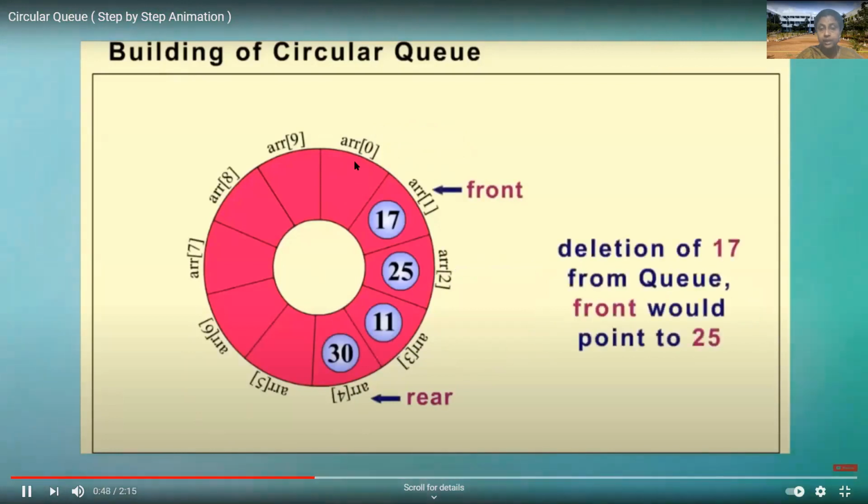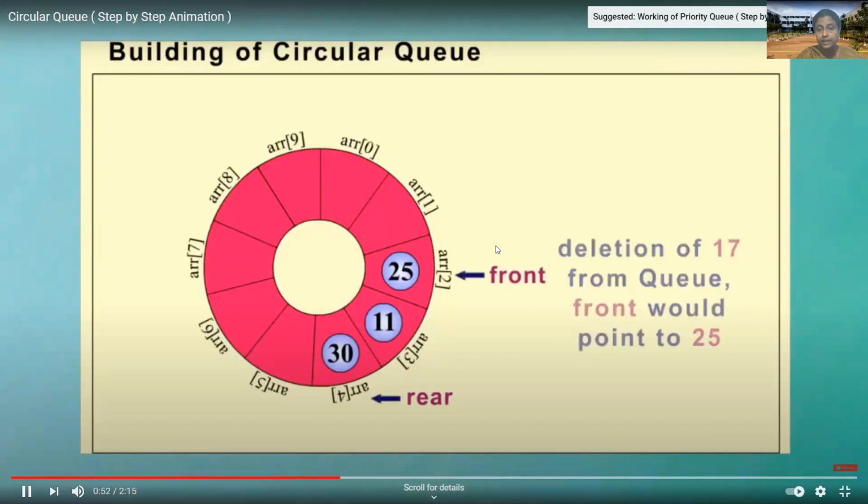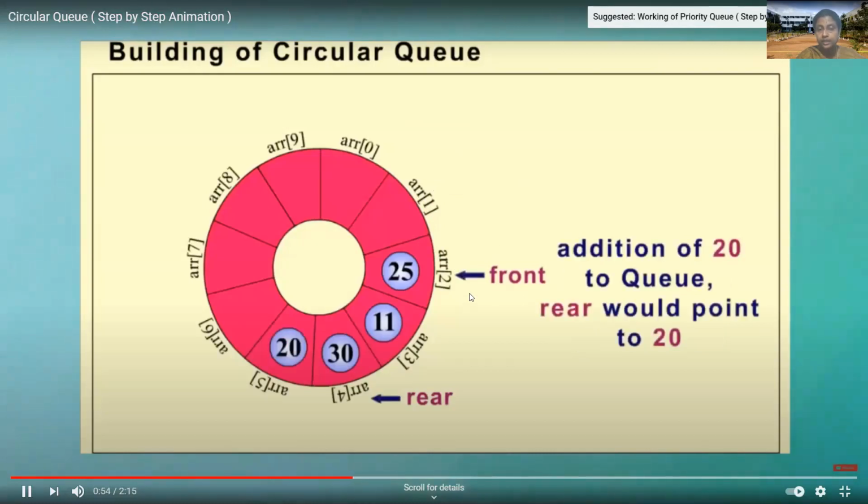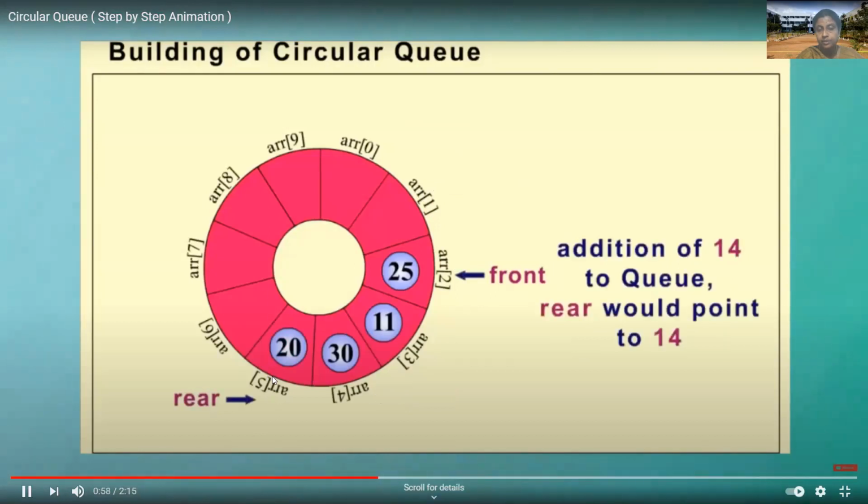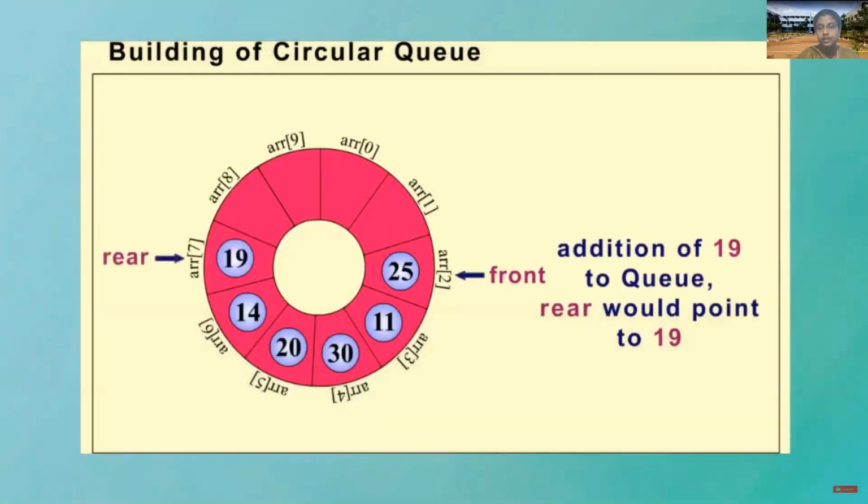But I am deleting one item, front gets incremented. See, I am deleting one more item, my front value gets incremented. When I add an item, my rear value gets incremented. See, because of this only, continuously we will be able to use the memory in the circular queue.